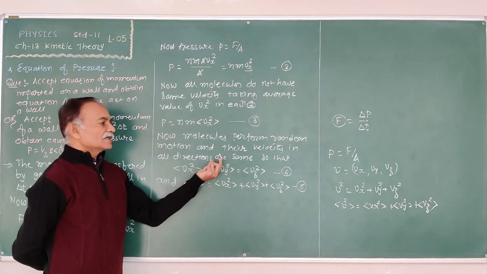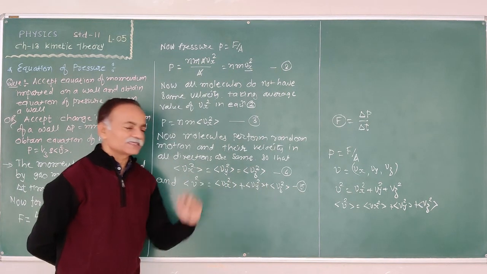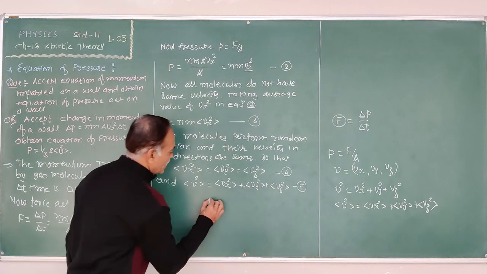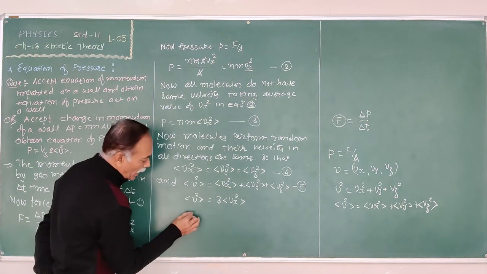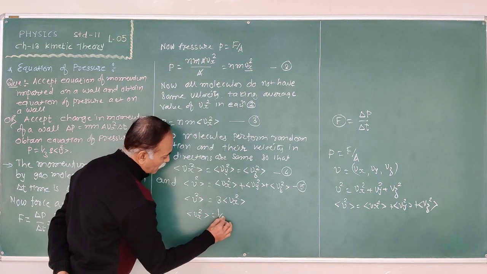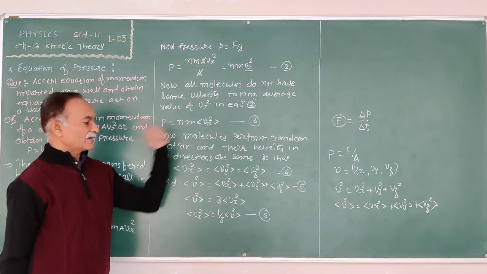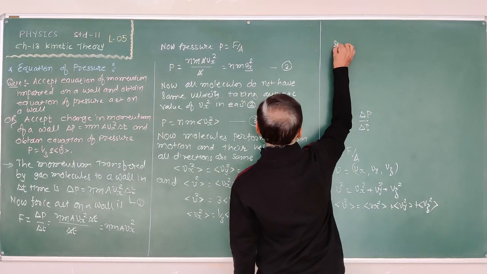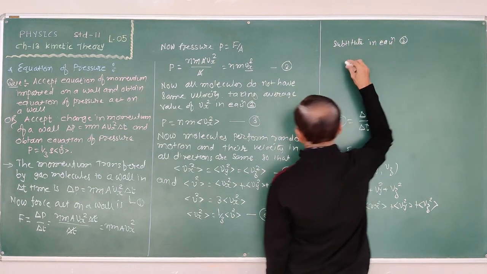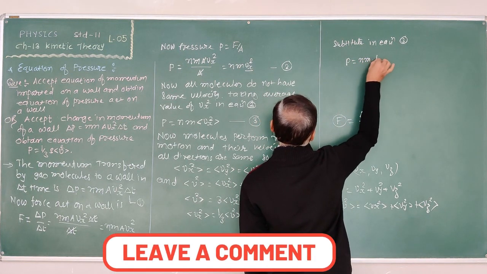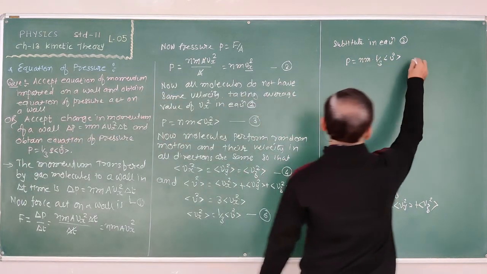But in equation 4, the mean square speed of the particle in all directions is equal. Therefore, instead of Vy square and Vz square, we can add Vx square. Therefore, 3 times average Vx square. Therefore, the value of average Vx square is equal to 1/3 average V square. That is equation number 6. Substitute the value of Vx square in equation 3. Therefore, the pressure is equal to Nm into 1/3 average V square. That is equation number 7.